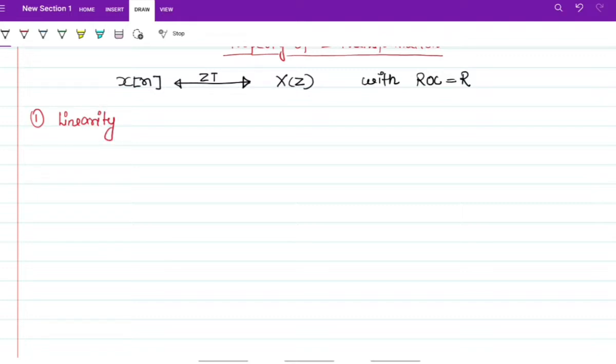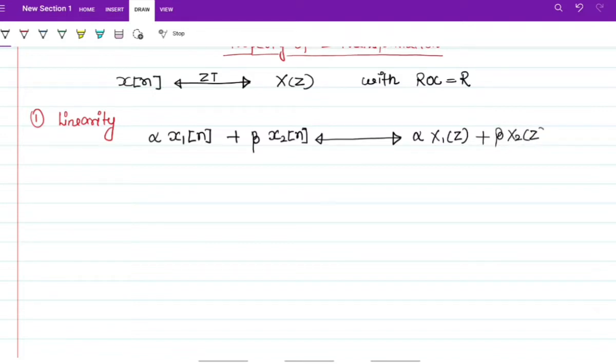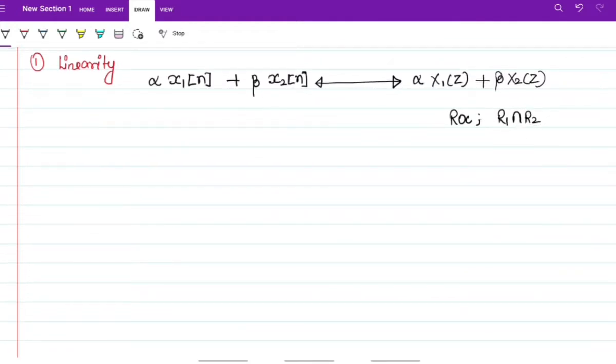According to linearity, the Z transformation of alpha x1 of n plus, sorry, better to write beta, beta x2 of n will be alpha times the Z transformation of x1 of n, that is x1 of z, with the same declaration, plus beta times the Z transformation of x2 of n, that is x2 of z. So no change will come if we multiply a constant with the signal. And the ROC of x1 signal is R1, the ROC of x2 signal is R2. So here ROC will be R1 intersection R2, where R1 is the ROC of x1 signal and R2 is the ROC of x2 signal.